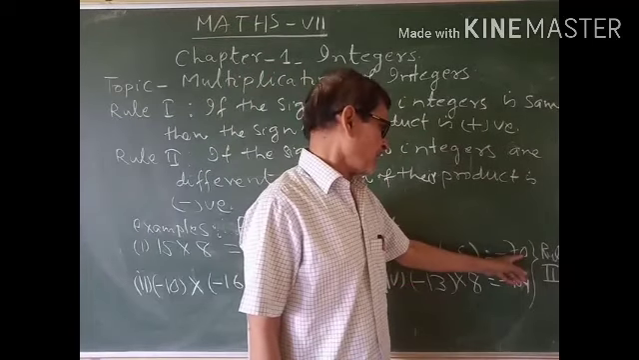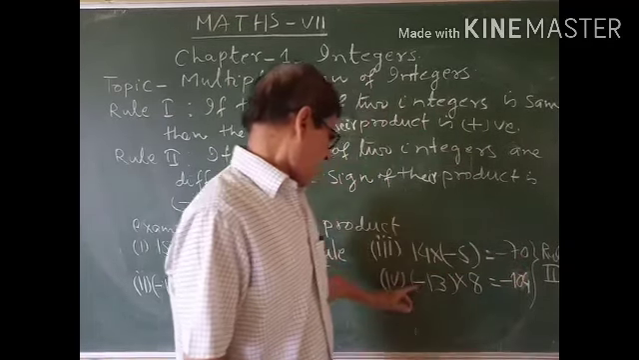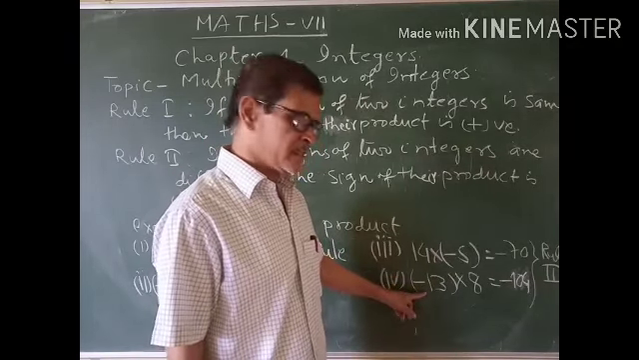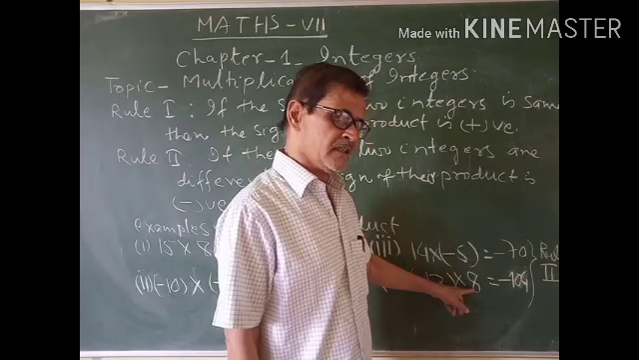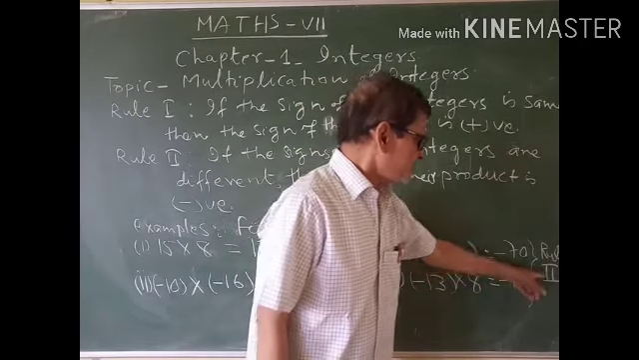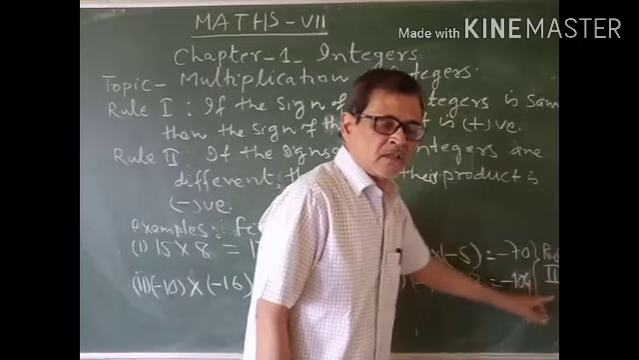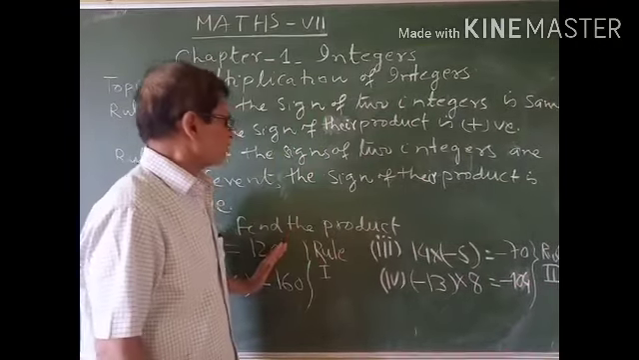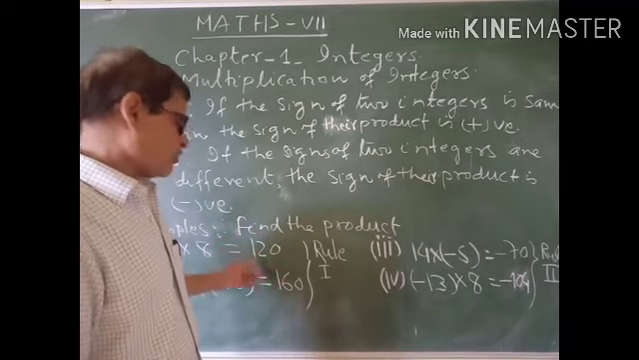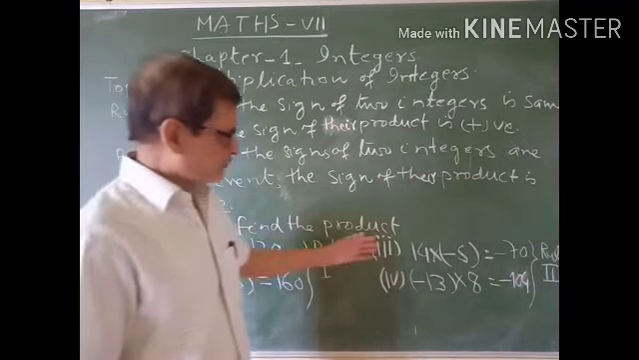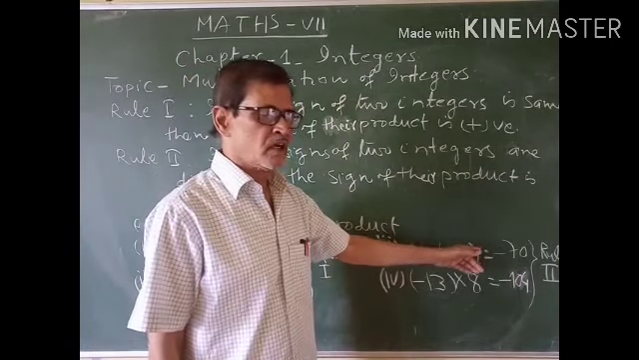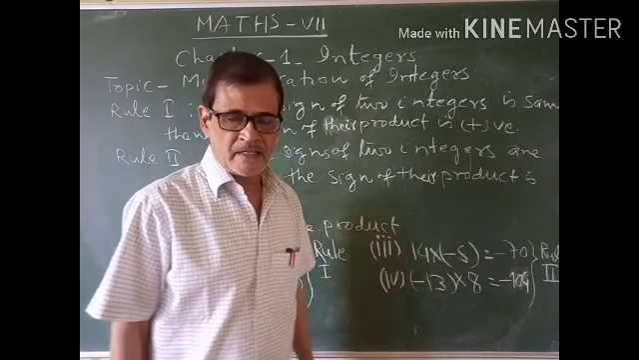The product is minus 70, and in example 4, first is negative and the second integer is positive. Again the product is negative. This is according to second rule. Thus we have to observe the sign of integers. Same sign, product will be positive. Different sign, the sign of the product will be negative. That's all.